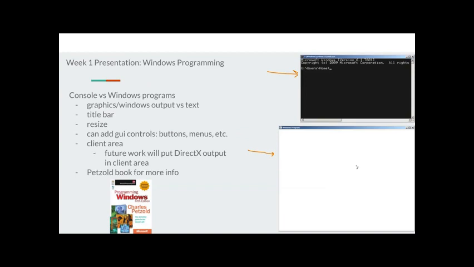In our case, instead of adding these GUI type controls, what we'll be doing is adding a DirectX rendering window within what we refer to as the client area of this window. So that's the area in white here. We refer to that as the client area. And we'll be adding a three-dimensional view of DirectX rendering in that area.